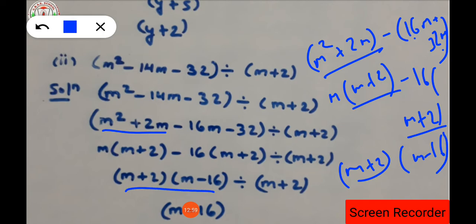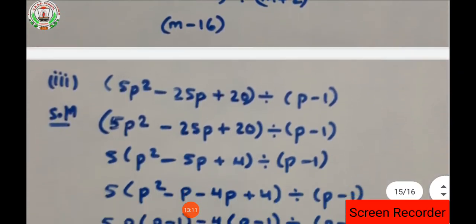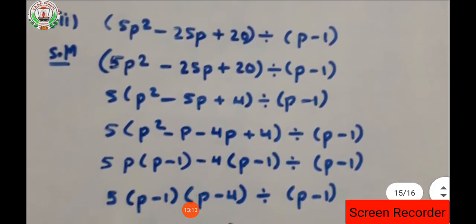Now see, while dividing, m plus 2 is present in the numerator and denominator. So what is the number left out? That is m minus 16, which is the required answer. Clear? Then third part, 5p square minus 25p plus 20 divided by p minus 1.